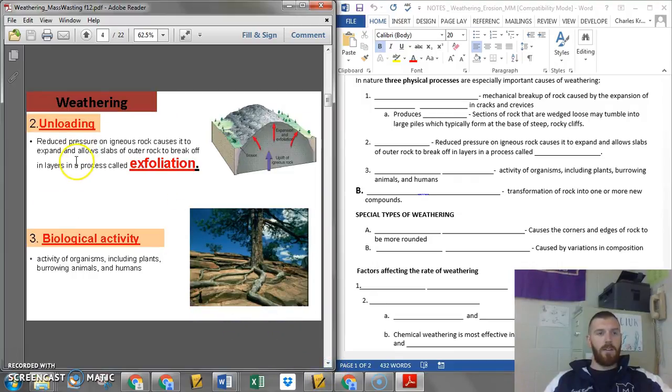Okay, we have unloading, which is reduced pressure on igneous rock causes it to expand and allows slabs of outer rock to break off. You can see here the expansion process and then rock falling off as an example. You can also have biological activity, which is the activity of organisms, including plants, various animals, and humans. And you can see here how the roots of this tree have started to break apart the rock.